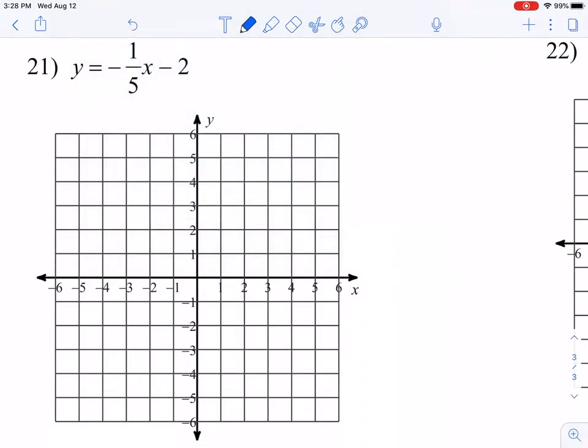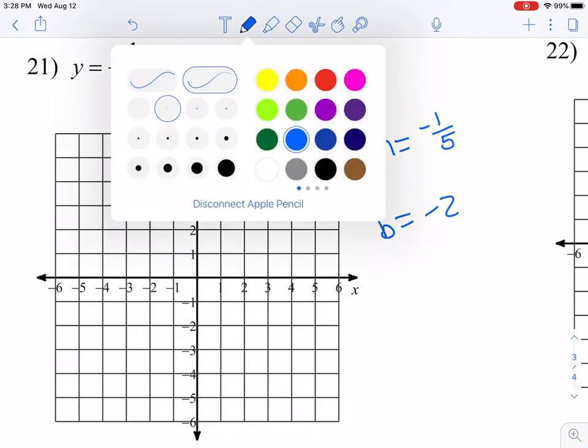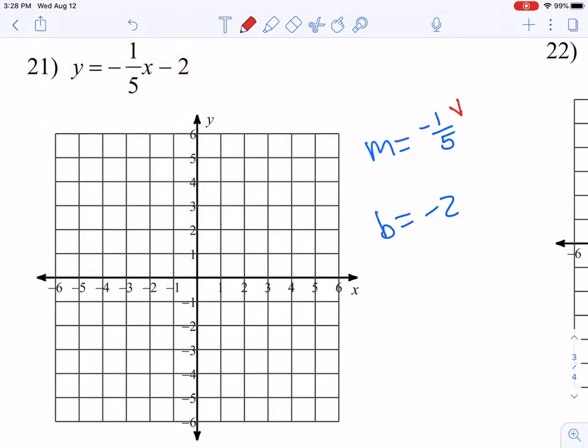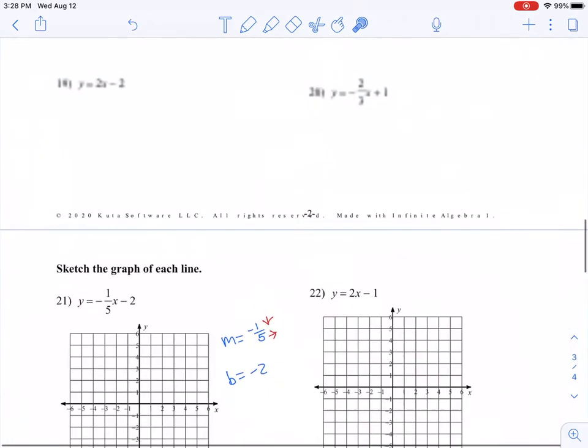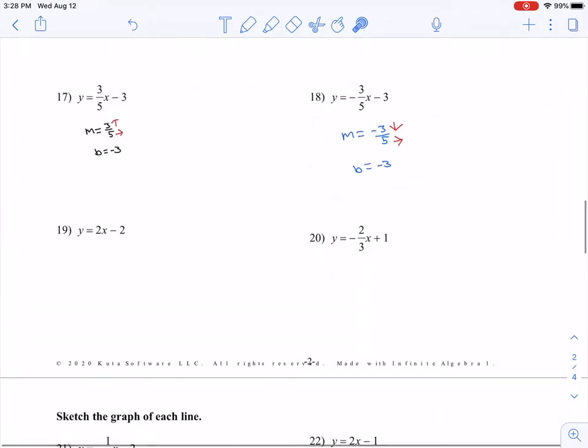I'm going to label: m equals, b equals. So in this one, m equals negative 1 over 5, and b equals negative 2. My m is telling me I'm going to move down and right. Everything over here is what we did up above. It's the same thing we were doing up here.